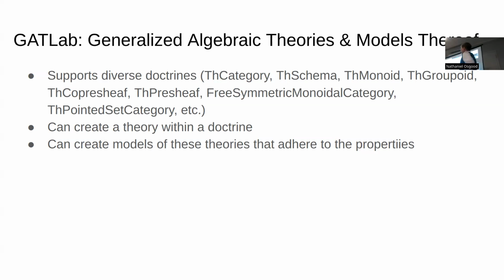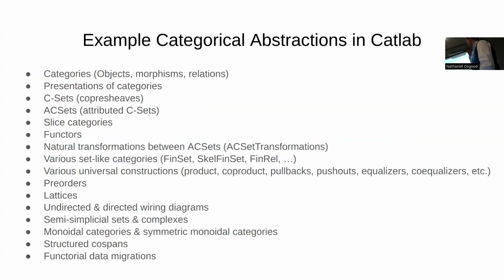The idea is these doctrines define broad areas in which you're afforded certain bells and whistles. And you can create a theory for a particular area within one of these doctrines, like within theory of schema. And then you can create particular models of your theory that adhere to those properties. And these can be symbolic models or models defined using built-in data types using Julia. GATlab is used to define many of the primitives that we're going to be using within our sessions here.